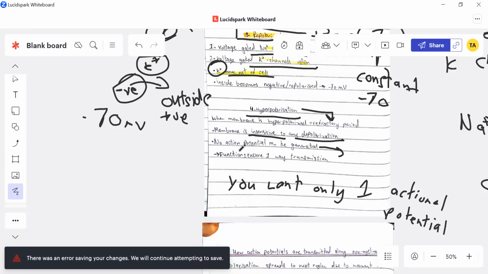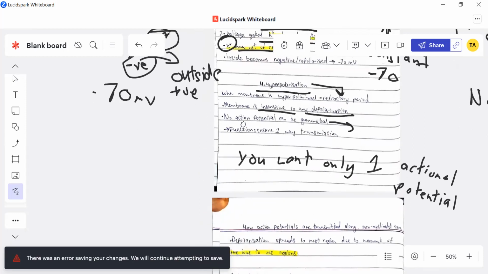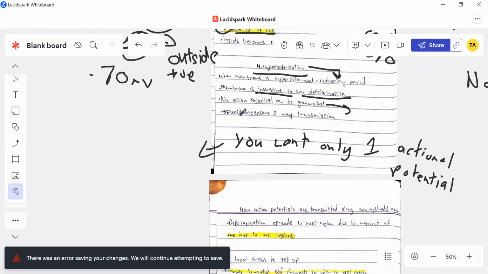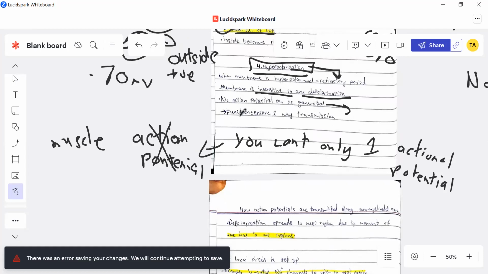If you have more than one action potential, this means that there can be multiple, for example, in muscle contraction. If you have more than one action potential being generated at a time, then your muscles would be contracting a lot. Because of this, you don't want more than one action potential at a time. So hyperpolarization happens. The job of hyperpolarization is that it allows only one-way transmission and one action potential at a time.